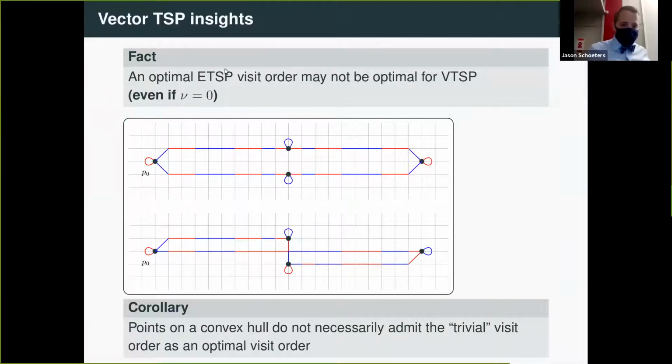We talked about a little fact before in vector TSP, where I said that an optimal eTSP visit order may not be optimal for vector TSP. And I put another version of this fact over here. It turns out that as a corollary, points on a convex hull, such as over here, do not necessarily admit the trivial visit order, the trivial visit order being the visit around the convex hull as an optimal visit order. So does this answer your question?